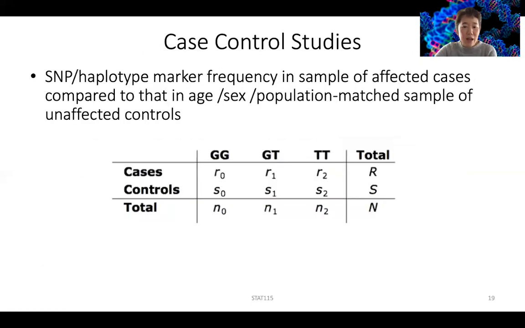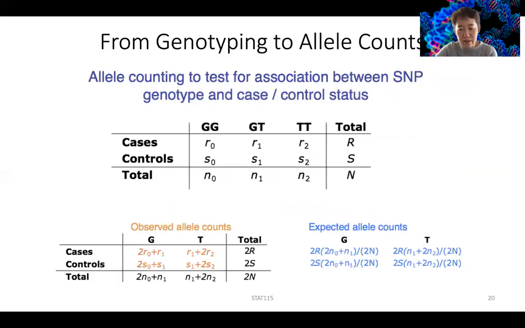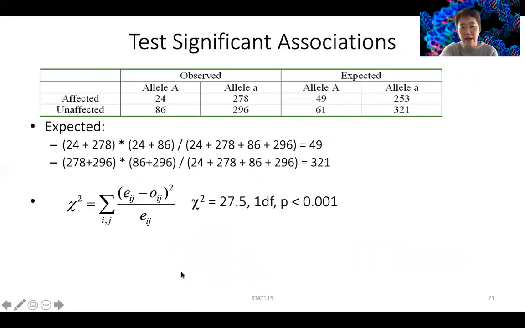Okay. In this case, there is no transmission. We're just counting how many times G appears in the cases, how many times T appears in the cases, and how many times they appear in the controls. On the right side is the expected, and the left side is the observed, and you again do a chi-square test and calculate the p-value. Do we need to do multiple hypothesis testing?